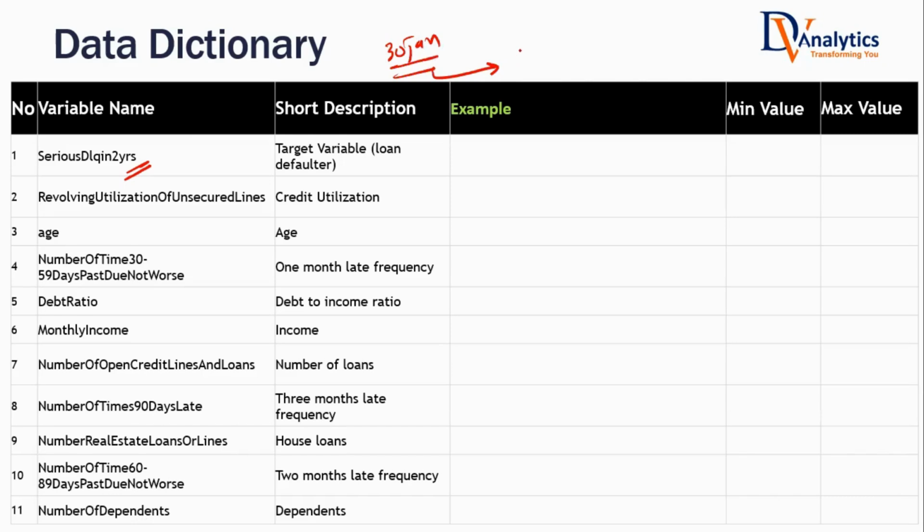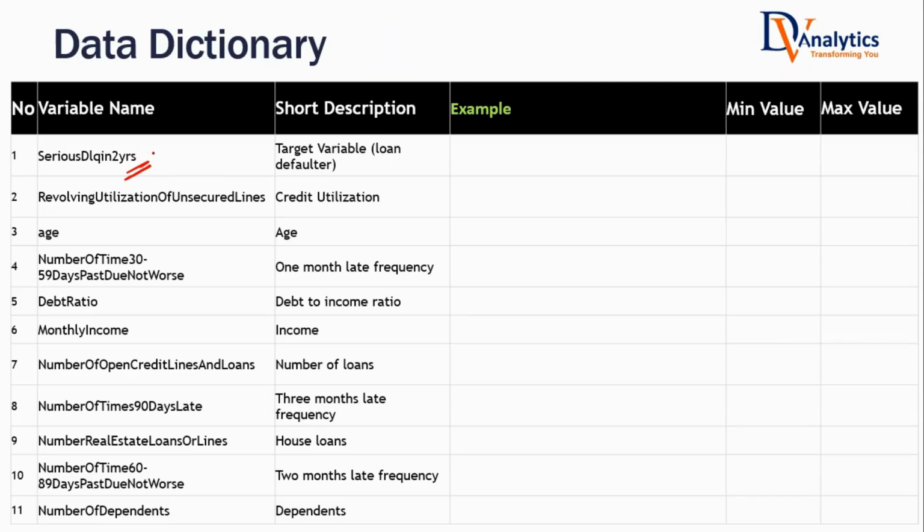Seriously delinquent means you did not pay on 30th Jan, you did not pay on 28th February, you did not pay on 31st March, you did not pay for many, many months. That means you are seriously delinquent, you are a bad customer. After a few days, what will happen to you? You will be written off, charged off. Yeah, defaulter, you will be called a serious defaulter.